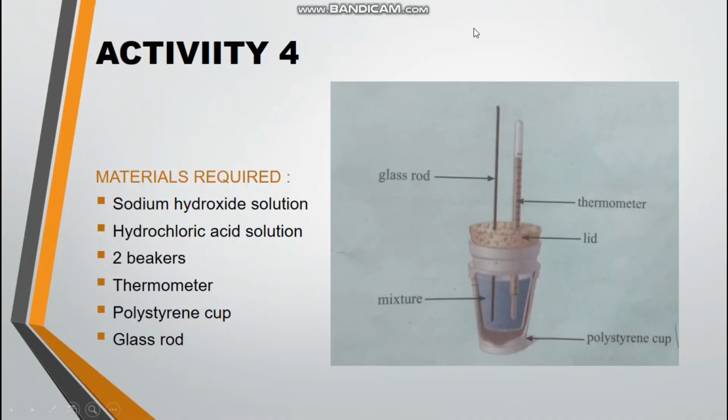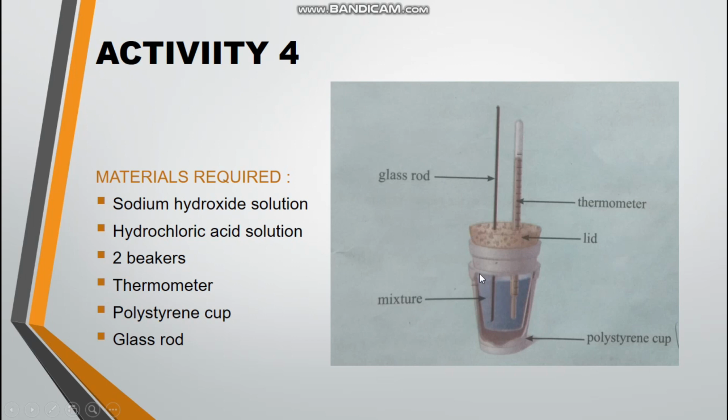Activity 4. For activity 4, we need some sodium hydroxide, hydrochloric acid, two beakers, a thermometer, a polystyrene cup and a glass rod. This is how we do it. First we'll take the two beakers and add sodium hydroxide solution into one beaker, and into the other beaker we add hydrochloric acid solution. And we will measure the temperatures of these two solutions separately. After that we will take this polystyrene cup and add the two solutions into it.